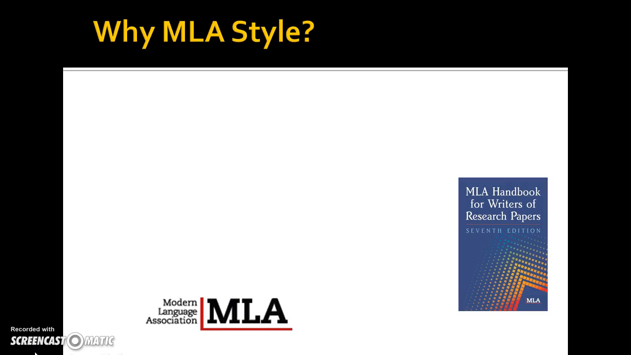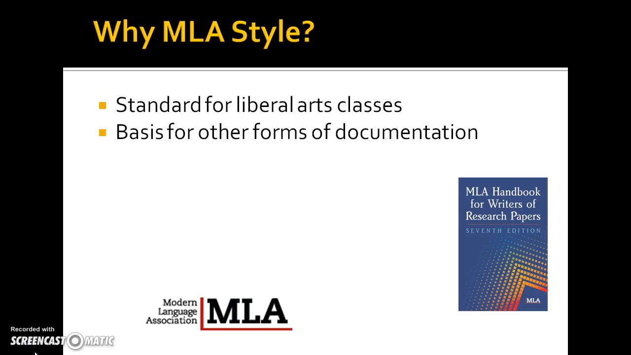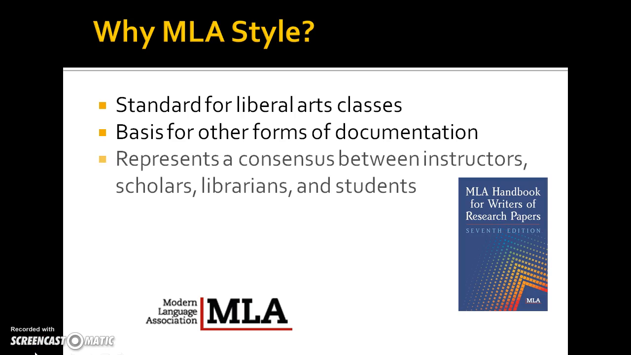Why are we using MLA style is another question students might ask. Students are often confused because other classes will have them using Chicago style or APA style or a different form of documentation altogether. We use MLA in this class because it is the standard for liberal arts classes. These will be all of your classes, often history, English, languages, things like that, use MLA. MLA is sort of the original form of documentation that was created, so most other styles branch off from it, which means if you use MLA, the theory is that you can understand other forms of documentation as well.